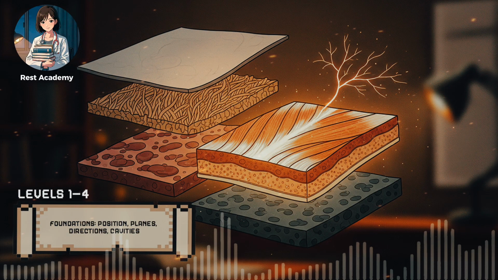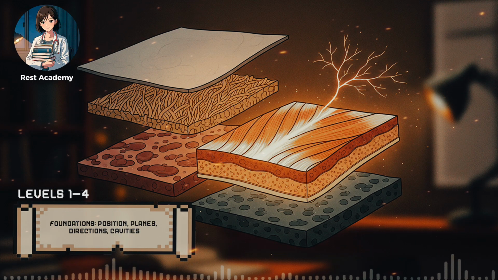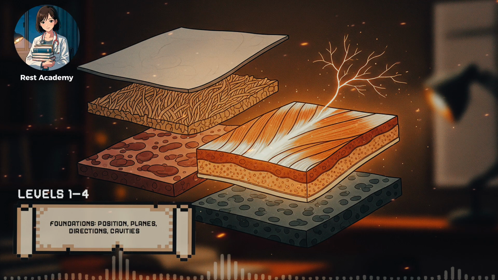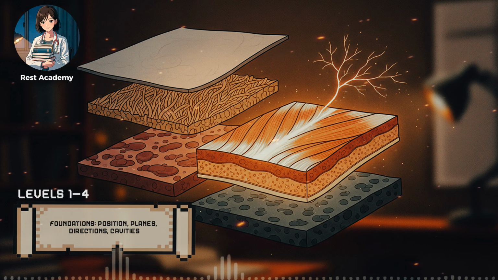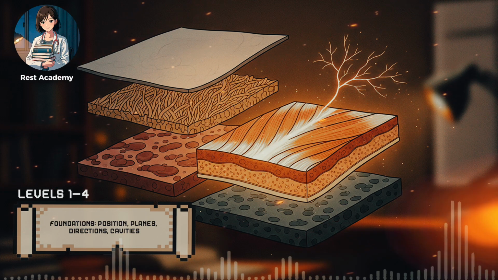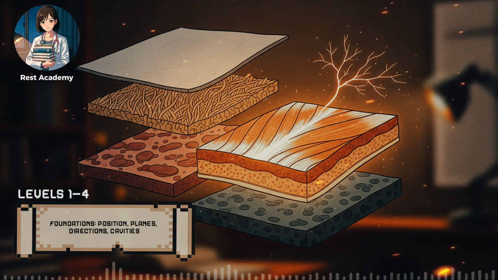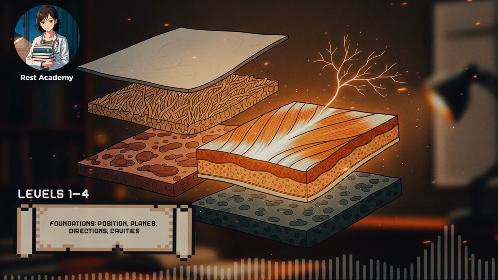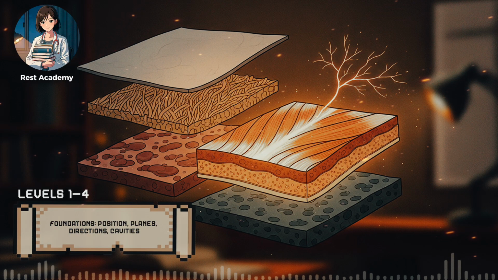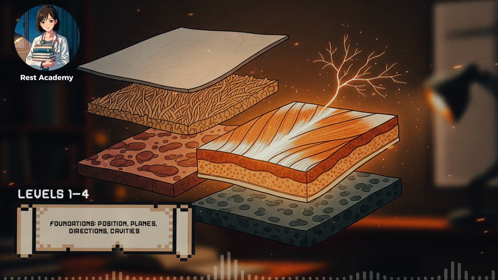To speak clearly about any structure, you first agree on a shared orientation, like unfolding a city map. Anatomical position is that map's north. You imagine the person standing upright, facing forward, arms at the sides with palms forward, feet together or slightly apart, and head level. This standardized pose fixes left and right from the subject's perspective, not yours.